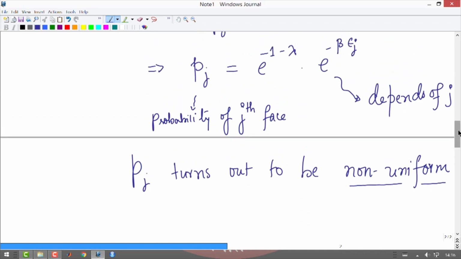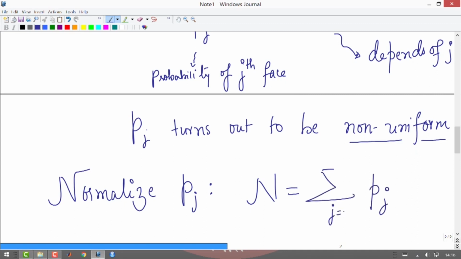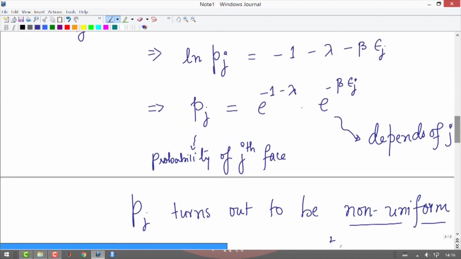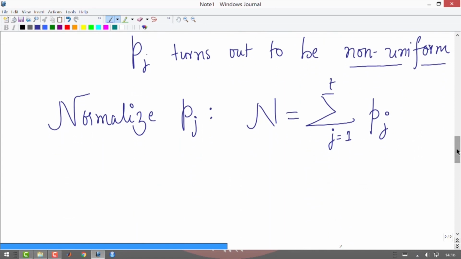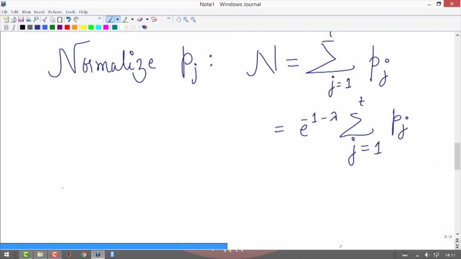So, our Pj is not yet normalized as can be seen. So, we will simply normalize Pj. To normalize this P of j I need to find a normalization constant, which is nothing but summation over all j's of P of j. So, this will go from 1 to t, and because the value of P of j is given here, it simply becomes, if I sum it t times, e raised to minus 1 minus lambda into summation on j of e raised to minus beta epsilon j.